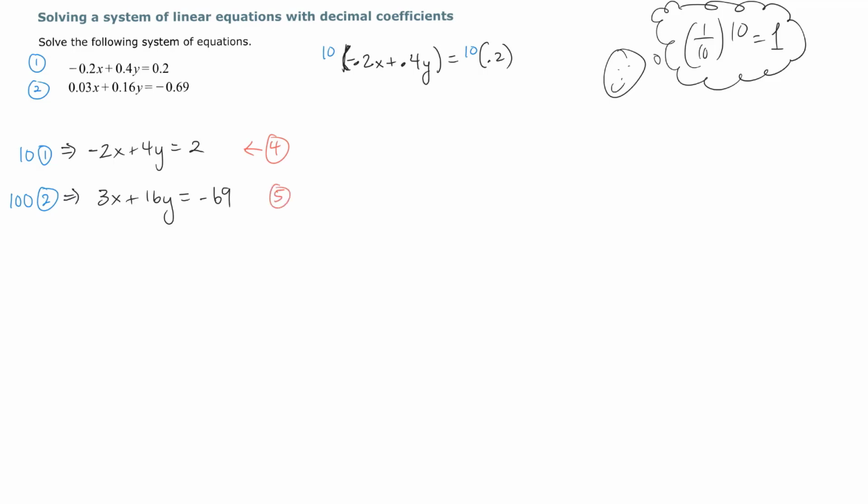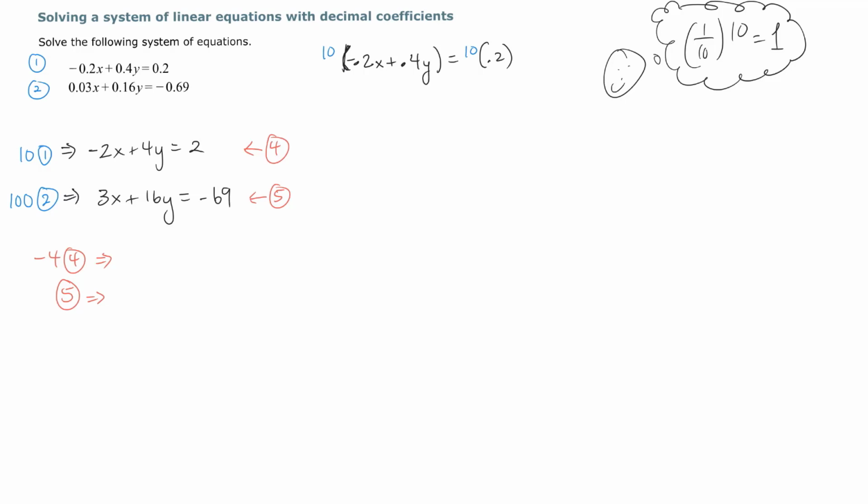And let's call this equation 5. I am going to use the addition method. So I'm going to do negative 4 times equation 4, and then I'm going to simply put equation 5 underneath it. So I'm going to put a 5 right here. What's negative 4 times equation 4? And then what's equation 5?